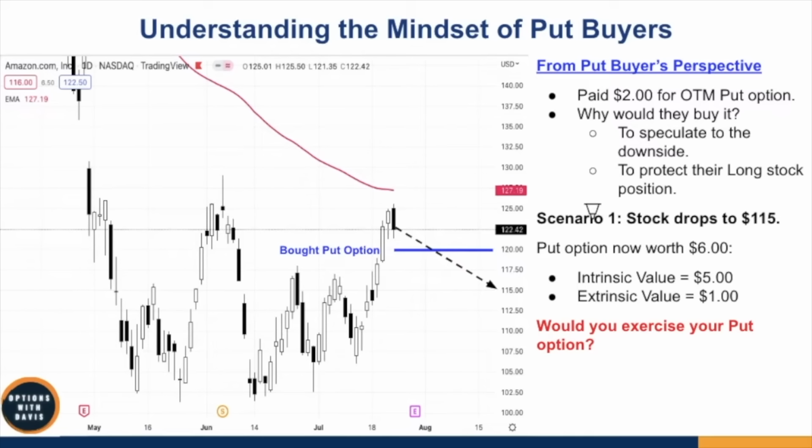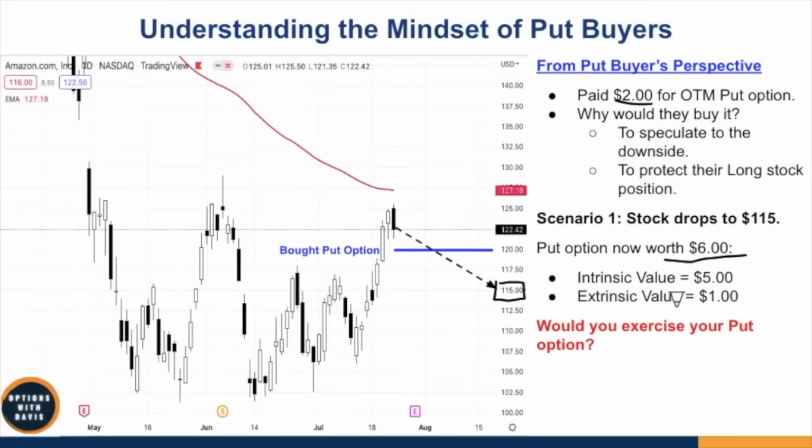You bought it for $2 and now the stock has dropped to $115. So this is actually a very good scenario for you, because now you're in profit with the put option. Because you bought a put option, you actually want the market to go down. Here are the details of your put option. Your put option is now worth $6. You bought it for $2, it's now worth $6.